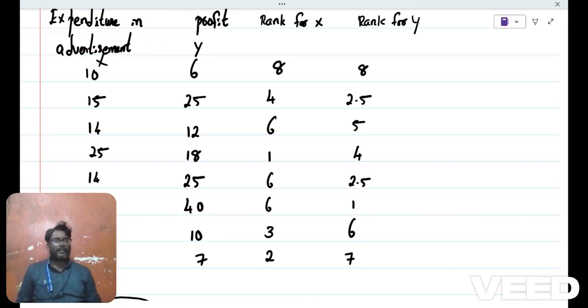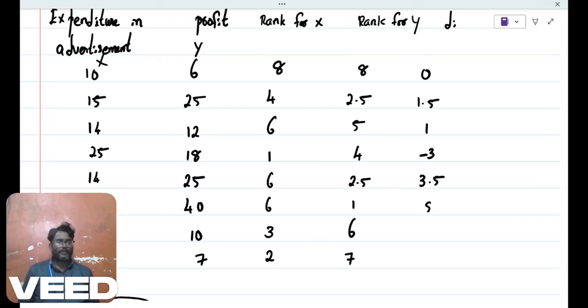Next, di values, the difference between their ranks. So 8 minus 8 is 0, and then 4 minus 2.5 will be 1.5. Next, 6 minus 5 is 1, 1 minus 4 is minus 3, 6 minus 2.5 will be 3.5, 6 minus 1 is 5, 3 minus 6 is minus 3, 2 minus 7 is minus 5.